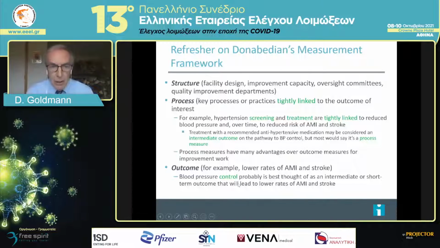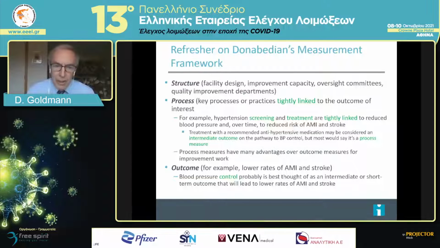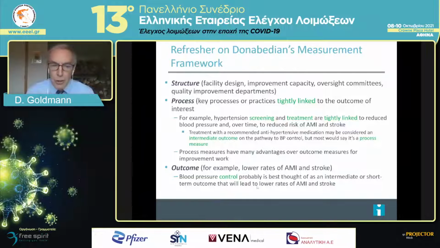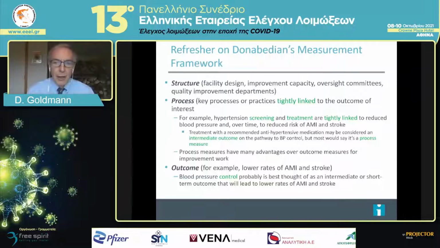Outcomes, of course, are the ultimate aim. Blood pressure control, as I said, could be an intermediate or short-term outcome, but the long-term outcome and impact is for myocardial infarction and stroke.